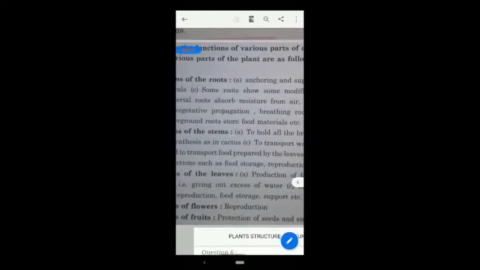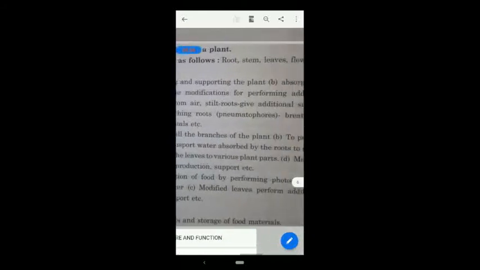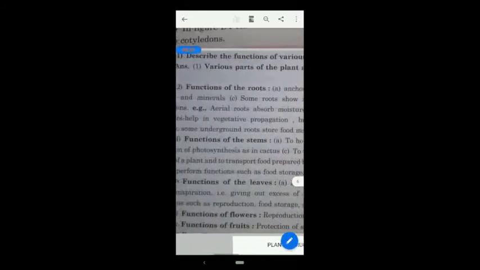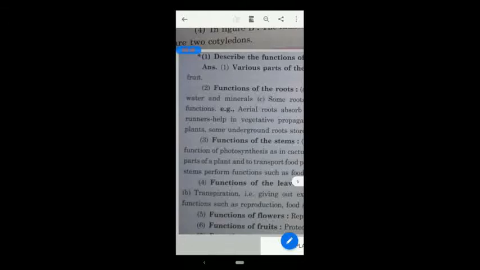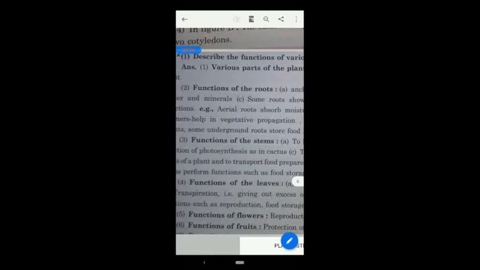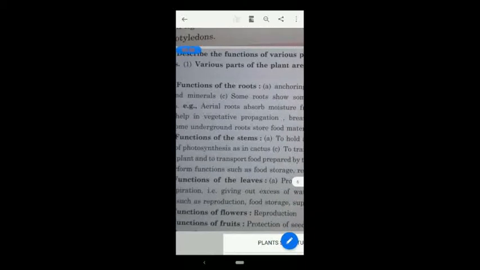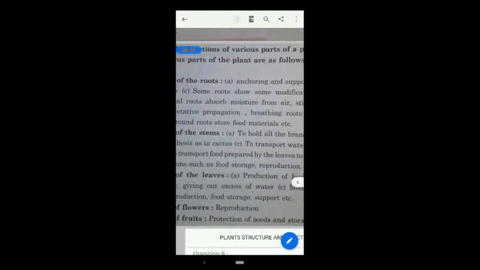The third function of root is that some roots show some modification for performing additional functions. In modified roots we have seen there are some modified roots which are performing extra functions, modified functions, rather than just providing water and minerals. So what's the example of that? Aerial root. What are they doing? They absorb moisture from the air. In the case of the banyan tree we have seen this example, they have aerial roots. So the work of them is to absorb moisture from the air. They are also called as prop.